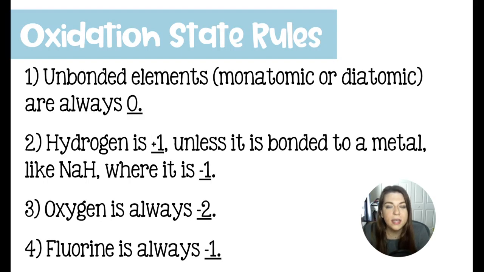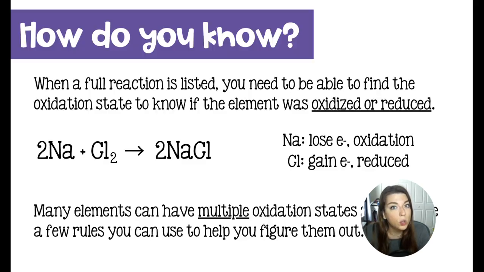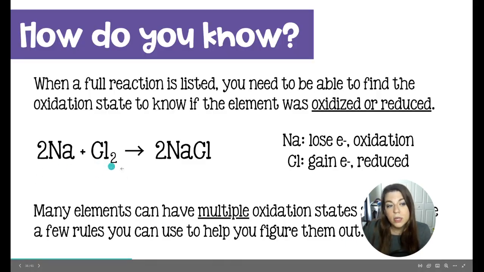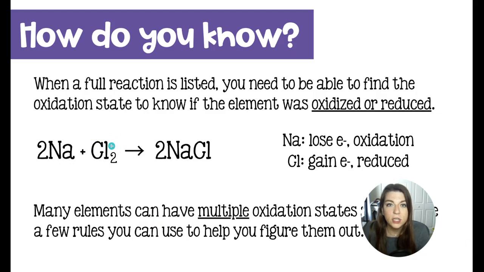There are a few rules to help us identify oxidation states, and it begins with rule number 1, that unbonded elements always have an oxidation state of 0. This is true whether we are talking about monatomic elements or diatomic elements. So in the case of sodium and chlorine, here we have diatomic chlorine. The oxidation state of this chlorine over here is 0. That is because it is how it's found in nature. And then over here we have just plain old sodium atoms. Those are also going to be 0.